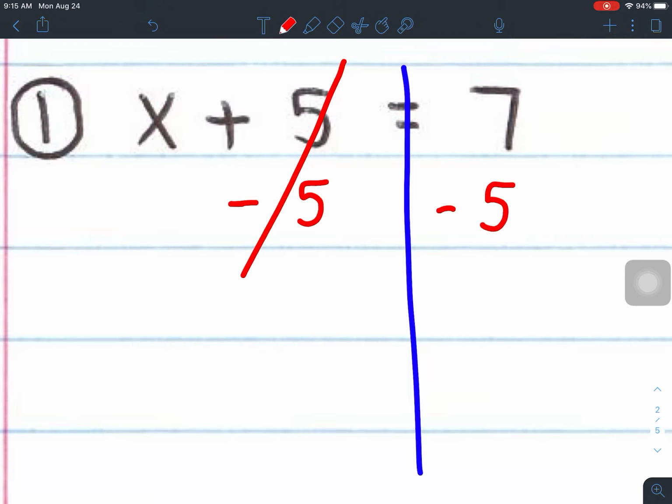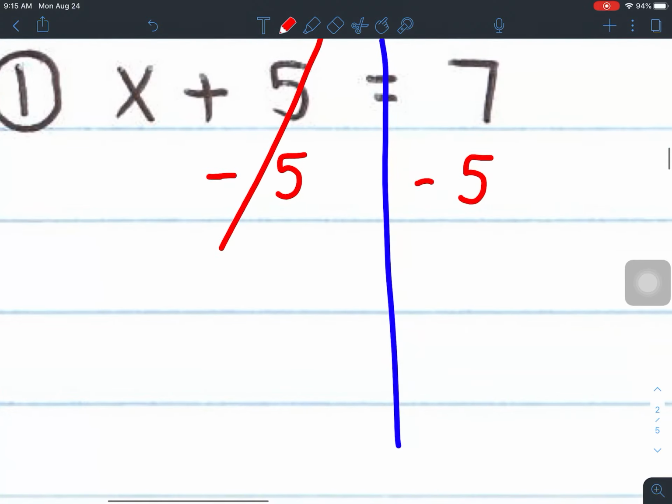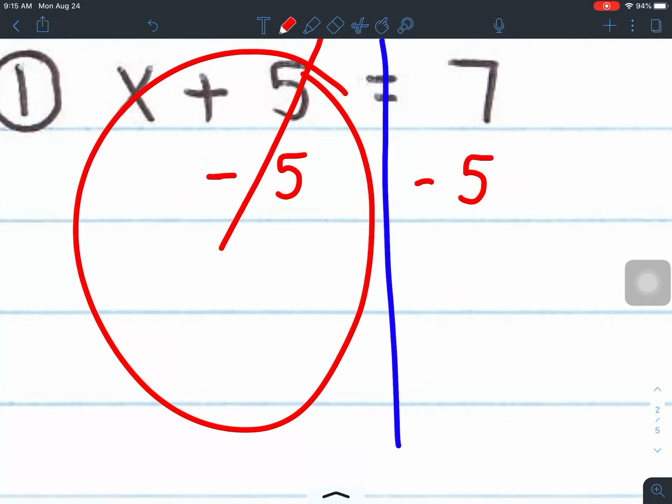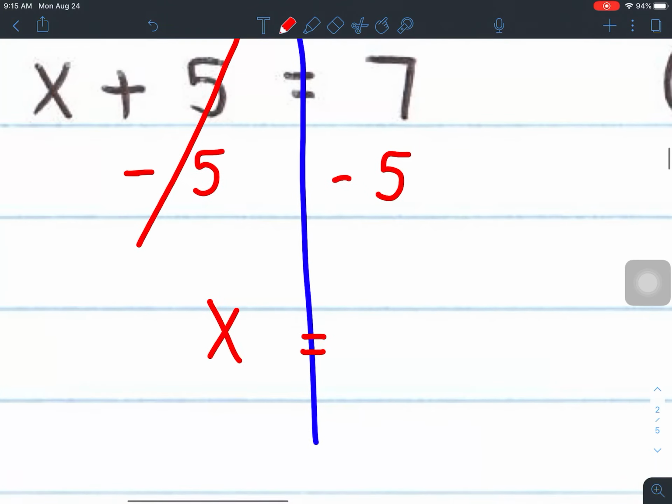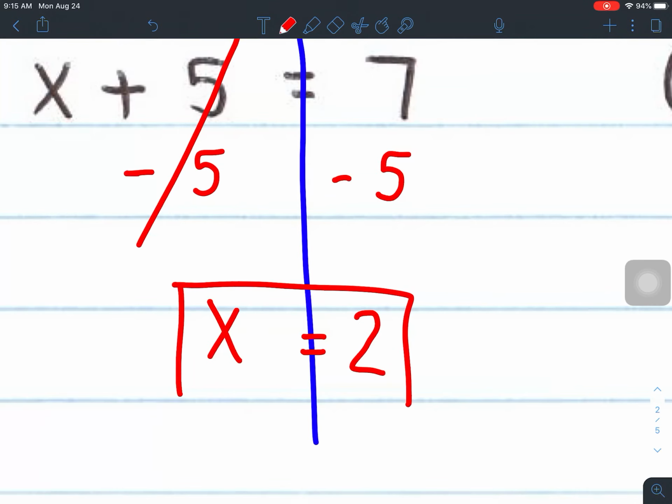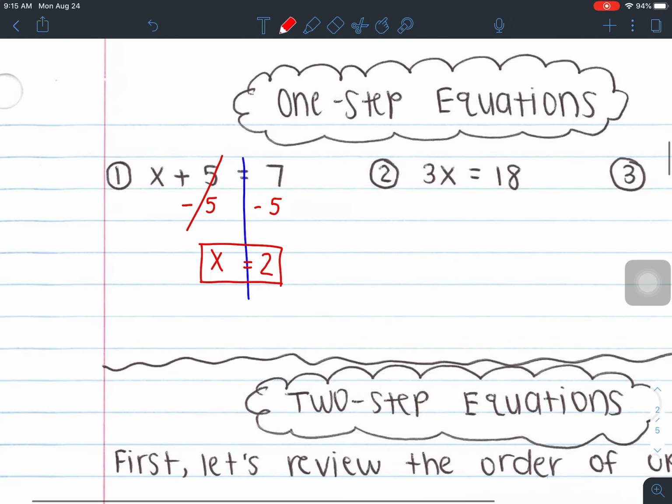So anything I do to one side, I have to do to the other. If you forget to do it to the other side, your equation is not balanced, and your answer at the very end will be incorrect. So what's left that I have on this left side here? The only thing I have left is an x. Equals 7 minus 5 is going to give me 2. So my answer is going to be x equals 2.